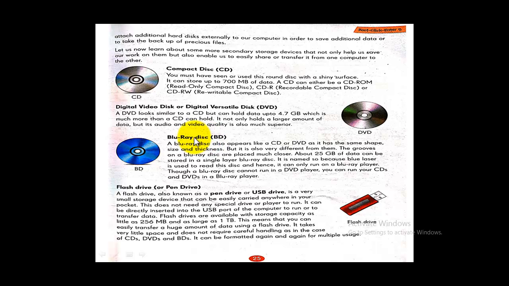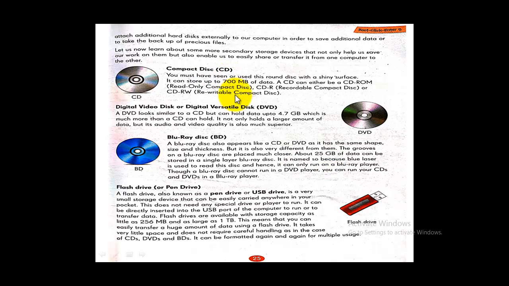Likewise, for Blu-ray discs, it is mentioned here that 25 GB of data can be stored in a single layer Blu-ray disc. But in a double layer Blu-ray disc, it can store up to 50 GB of data. In your book it is given for only a single layer Blu-ray disc.